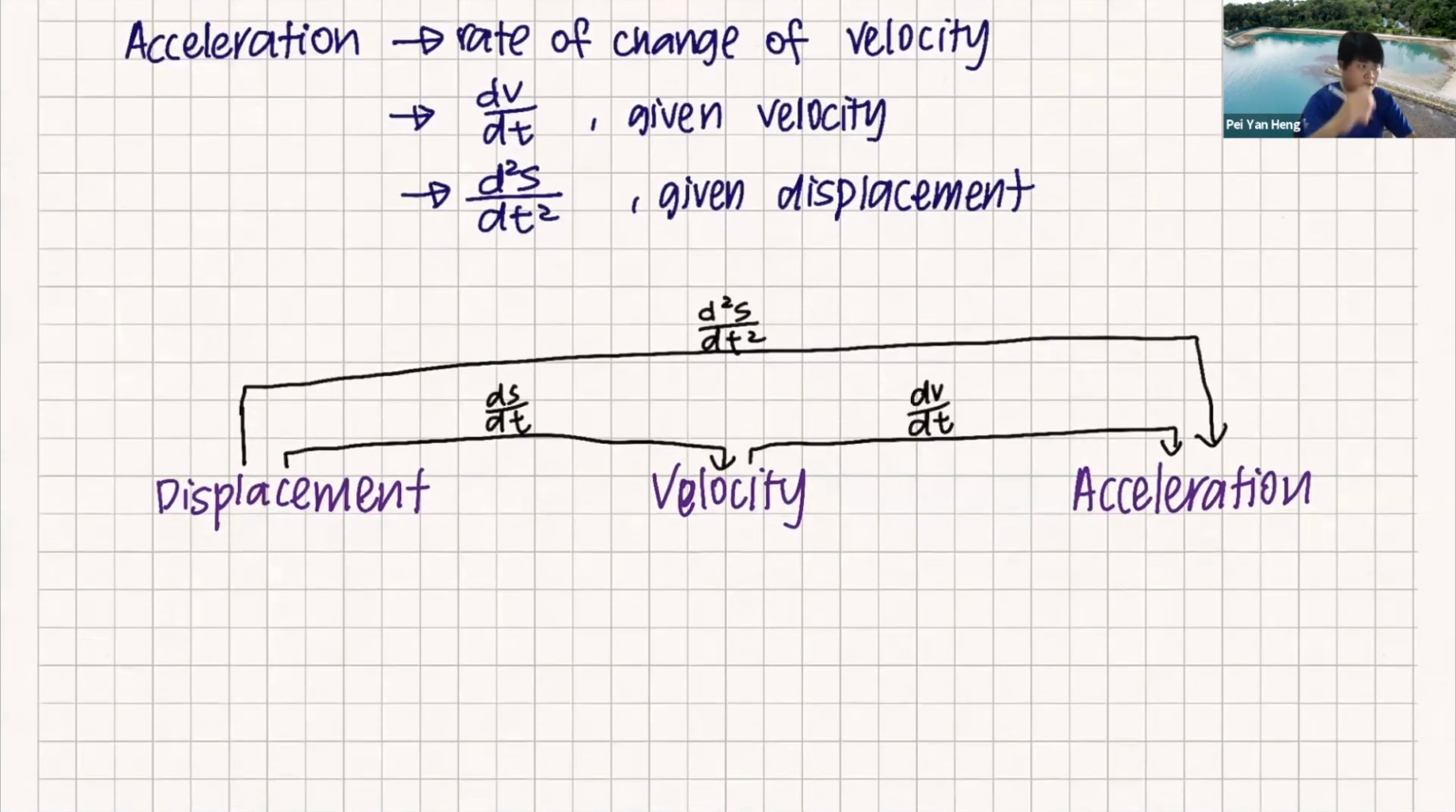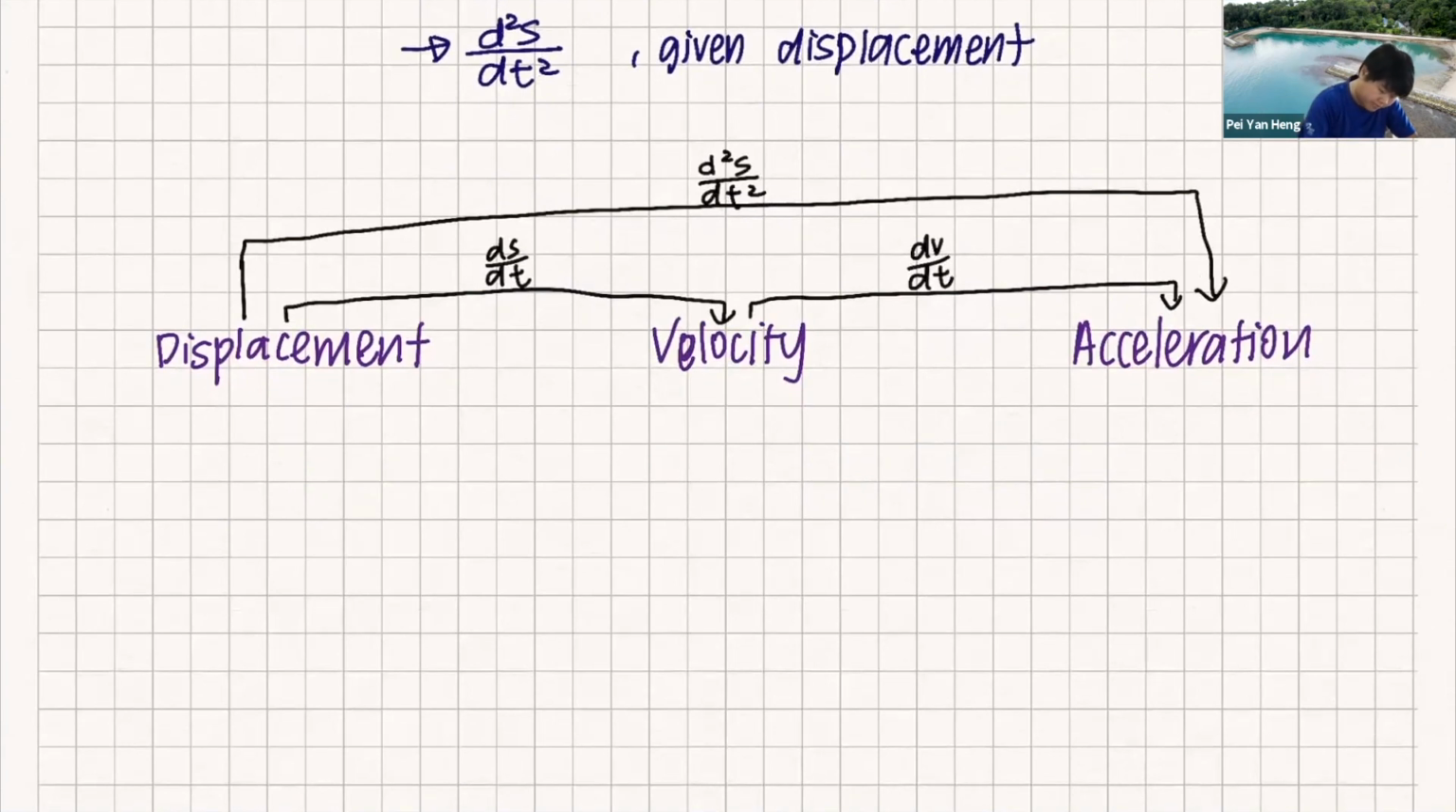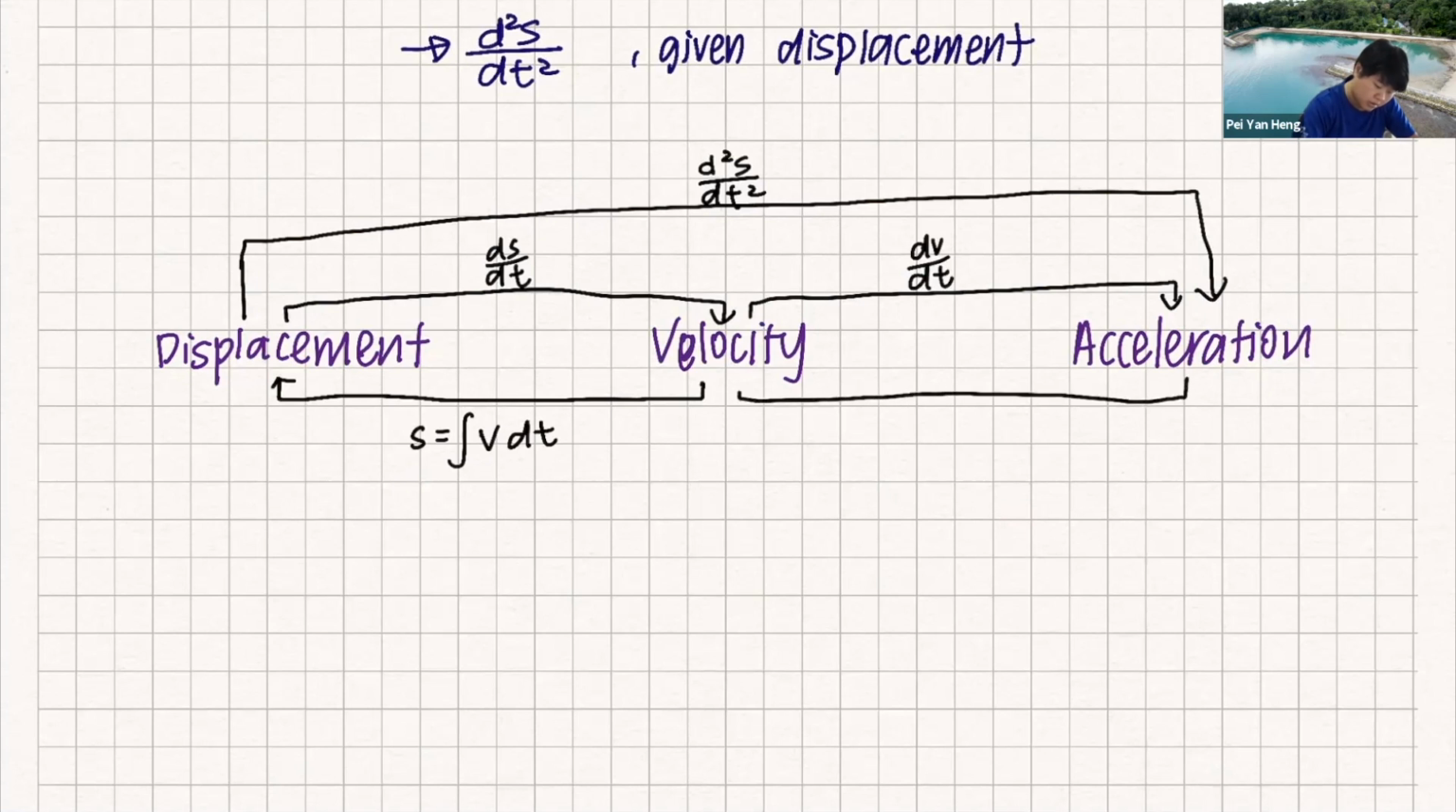Likewise, moving backwards from velocity to displacement, I already talked about it: to find displacement, you integrate with respect to t. Likewise, with acceleration, if you want to get velocity, you will have to integrate the acceleration function. There is no direct notation for it.